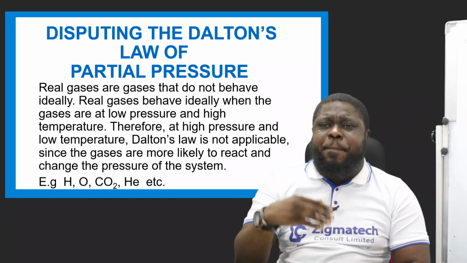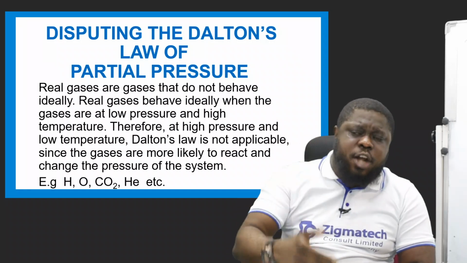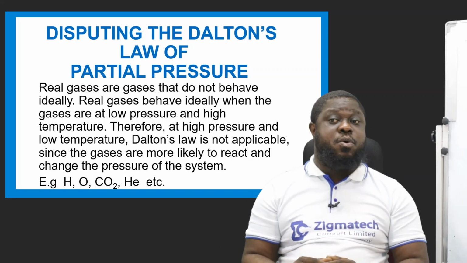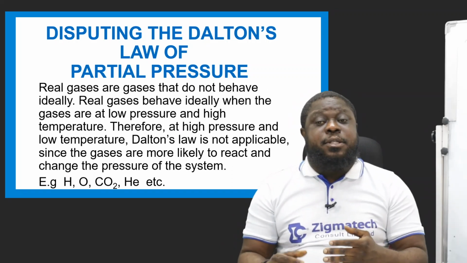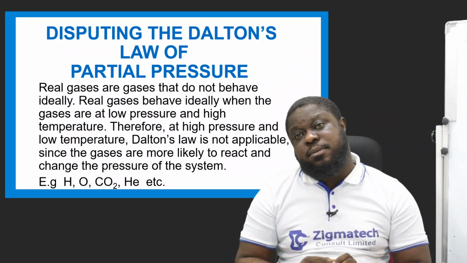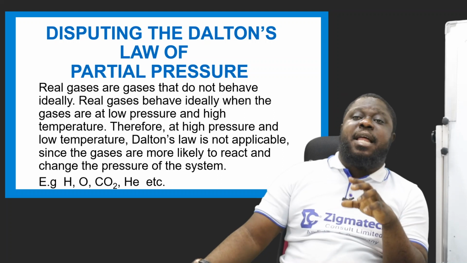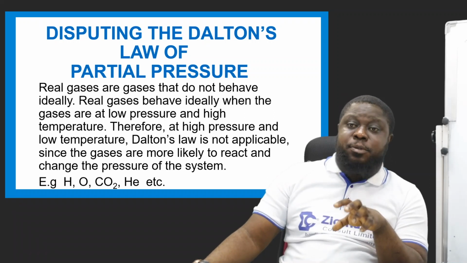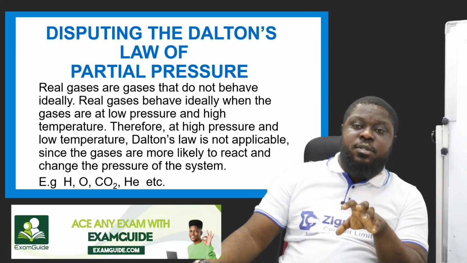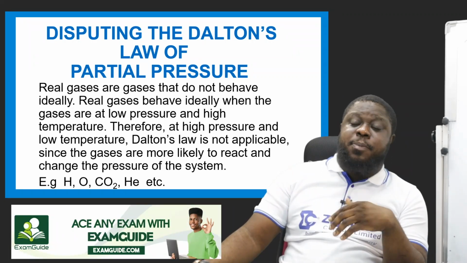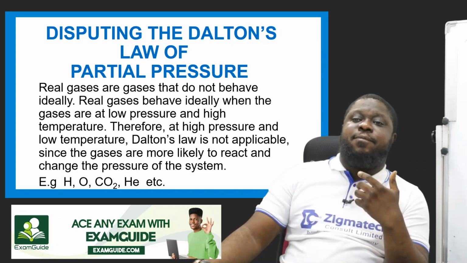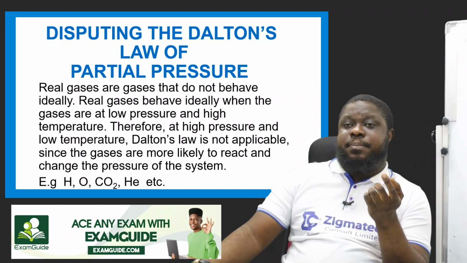In essence, the movement of particles at that time is not rapid. It's not fast. They are slow. And Dalton's law tells us how these particles will move fast. So in this way, Dalton's law of partial pressure is being disputed. Example of helium: when helium is cooled, it becomes a liquid. When it's heated, it becomes a solid. And in essence, solids have low temperature at that time.